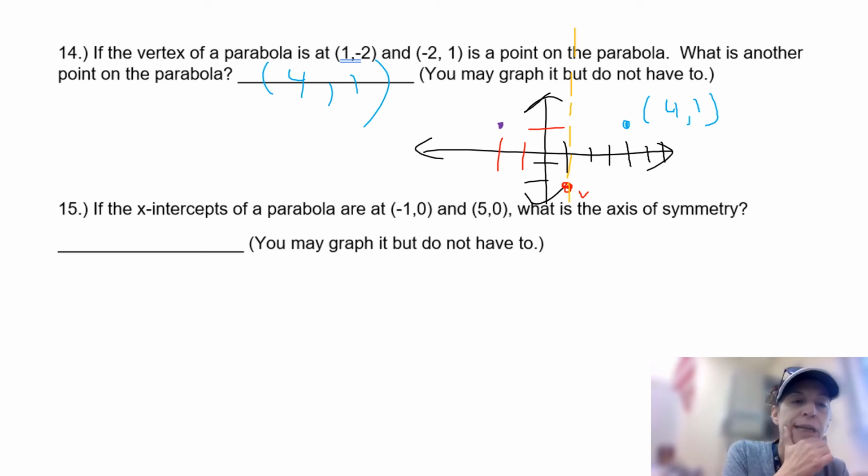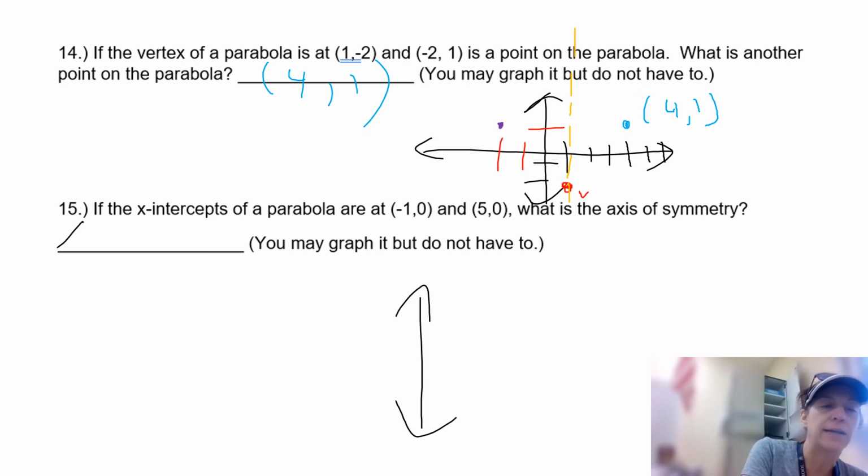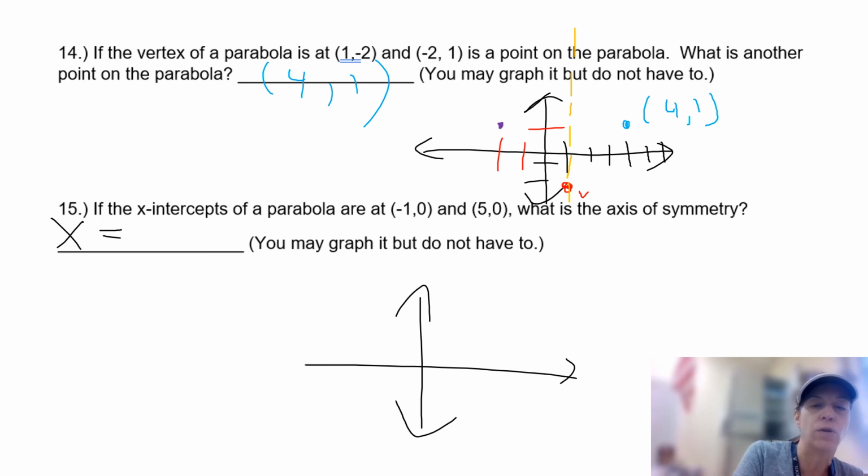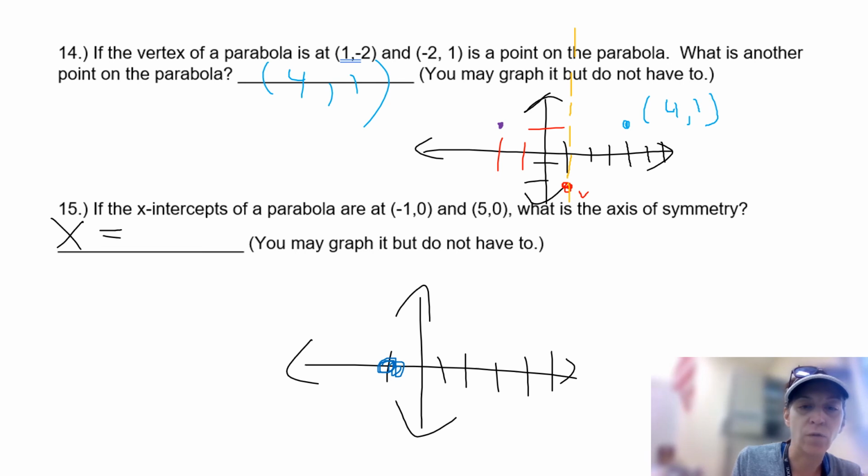And question 15. If the x-intercepts of a parabola are at (-1, 0) and (5, 0), what is the axis of symmetry? And you do want to make sure you remember the correct notation. Axis of symmetry is going to start with x equals. And we have the points, the x-intercepts, at (-1, 0) and 1, 2, 3, 4, 5. And we know that parabolas are symmetrical. And so the axis of symmetry is going to run right in between them.